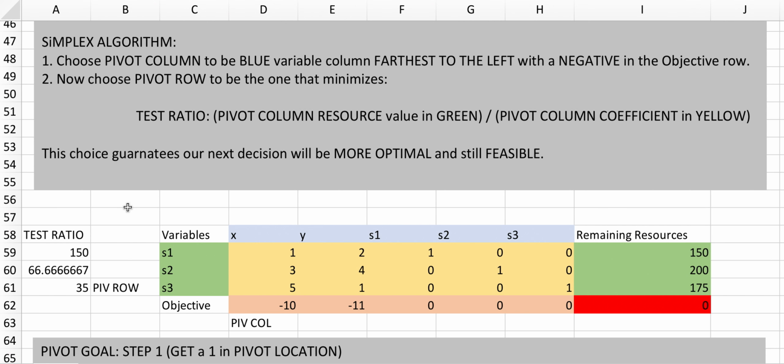So the simplex algorithm is simple. It says, look at the numbers in the last row here in peach. The numbers below are variable labels. This is our objective, kind of displaying how our objective function is being calculated.